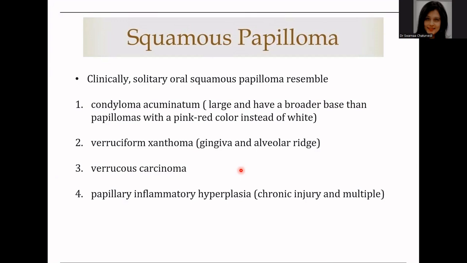Now, I have mentioned the differences, that is, how to differentiate. Condyloma acuminatum will have a broad base and pink-red color, while in squamous papilloma, a white and less broad base will be there. In verruciform xanthoma, the site predilection is different: they have gingiva and vulva. Then carcinoma, of course, will have different histological properties.